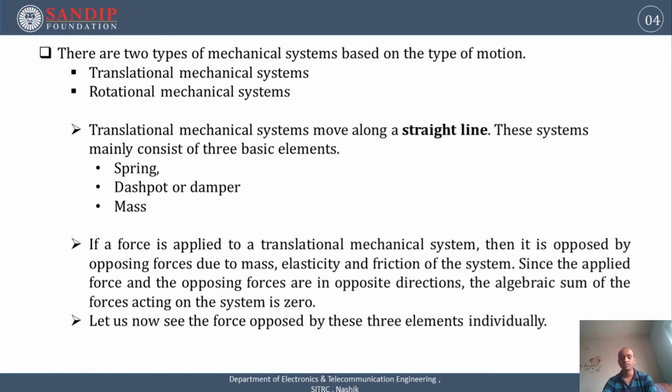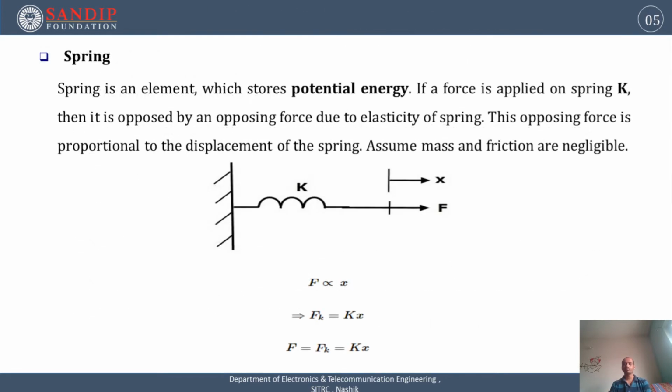Let us see how this force is opposed by these three different elements. Means we have to analyze the application of force on the spring, dashpot, and mass, so that we can obtain the equations. First of all, starting with the spring. A spring is an element which stores potential energy. If force is applied on the spring K, then it is opposed by the opposing force due to the elasticity property of the spring. This opposing force is proportional to the displacement of the spring.